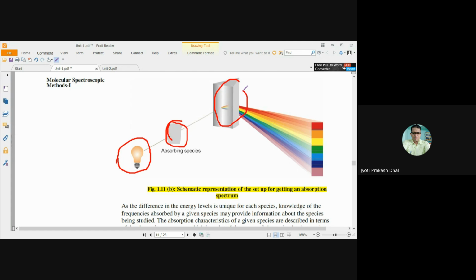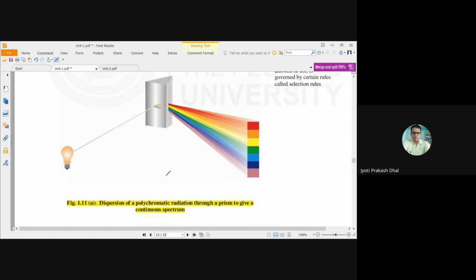Otherwise, if we observe the electromagnetic radiation through a prism, you can see that certain black lines will be there. Black lines mean that, according to the characteristics of this sample, it absorbs the frequency at this particular position. That's why you will observe a black line.